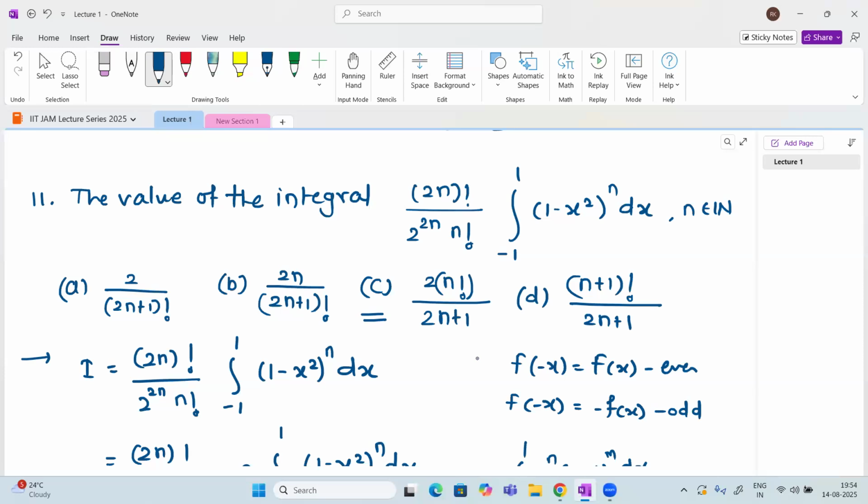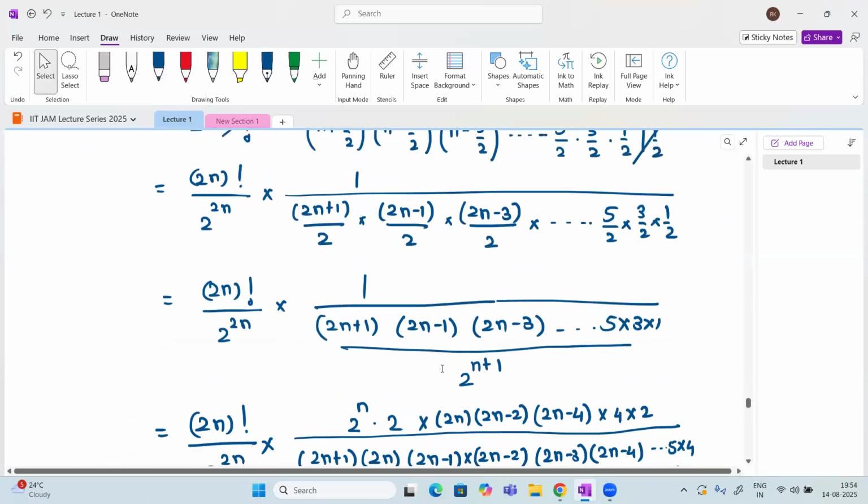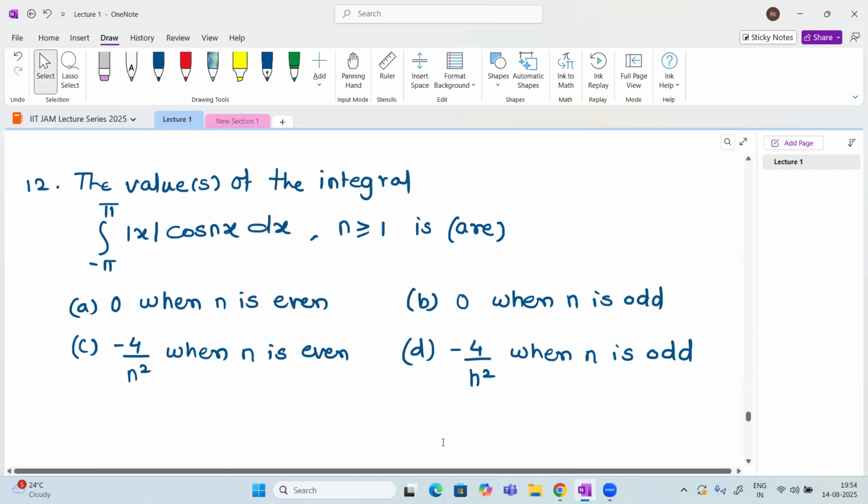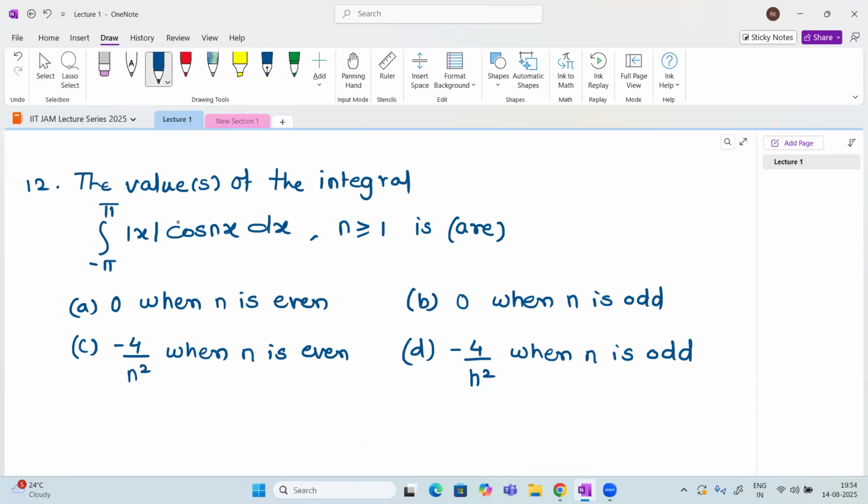Have you understood? Okay, so let us think about the next problem. The values of integral. They have mentioned S, that means multiple values it may have, right? So we have to find a value of this integral. What do you think, how to solve this one?